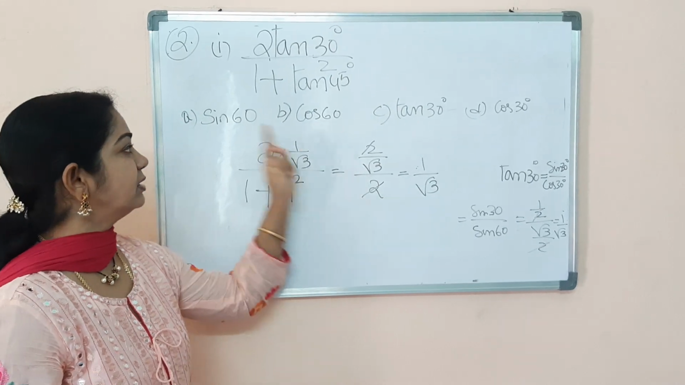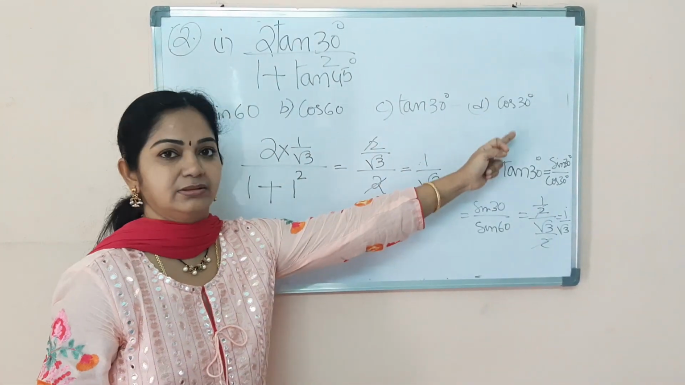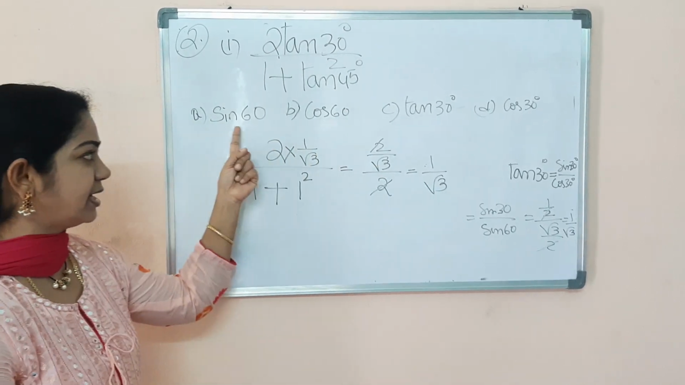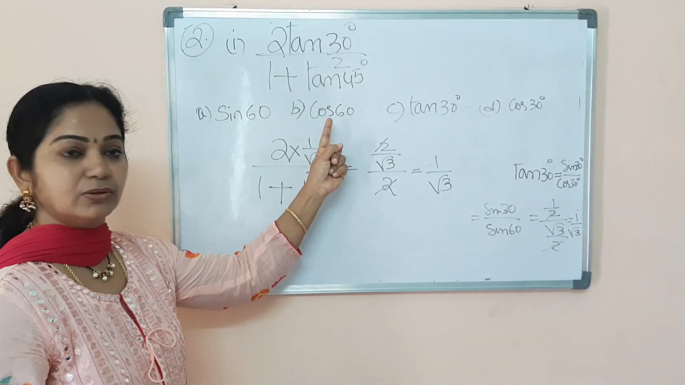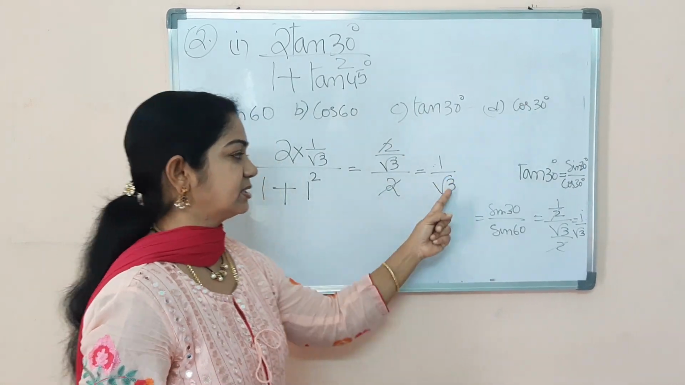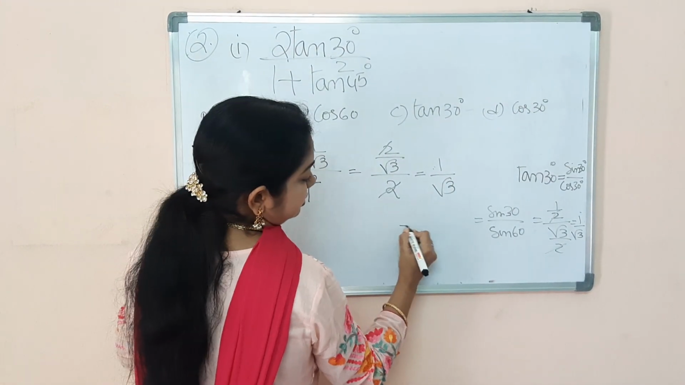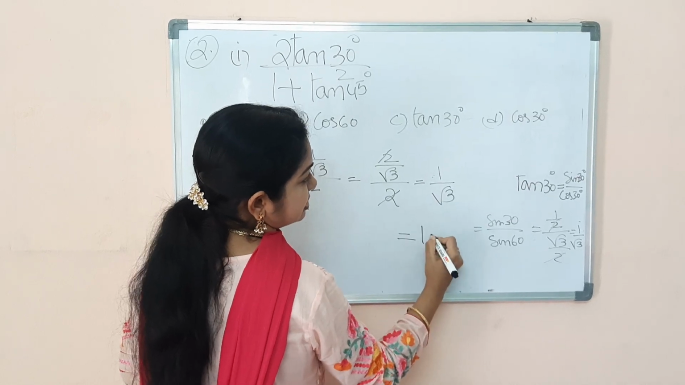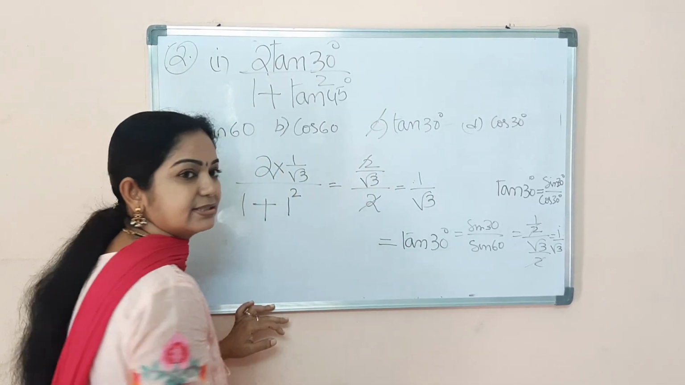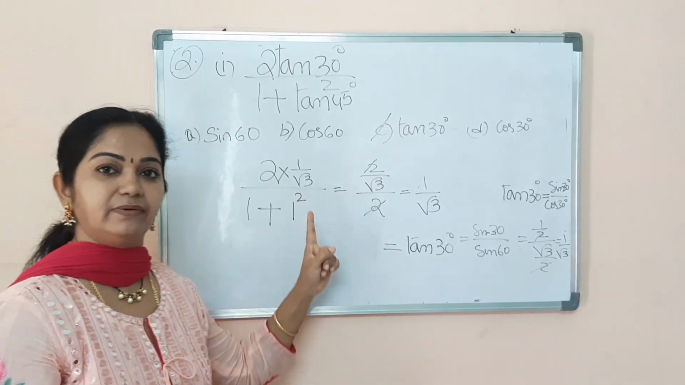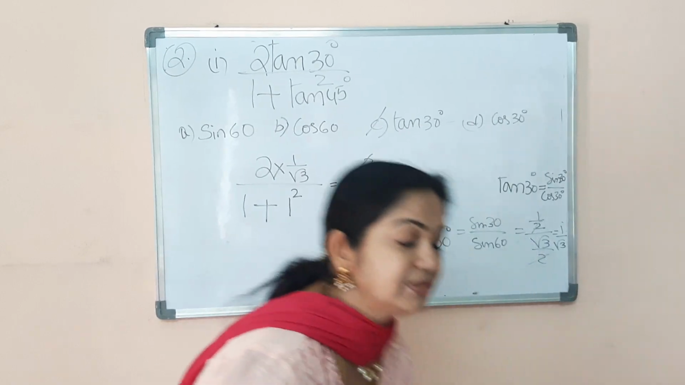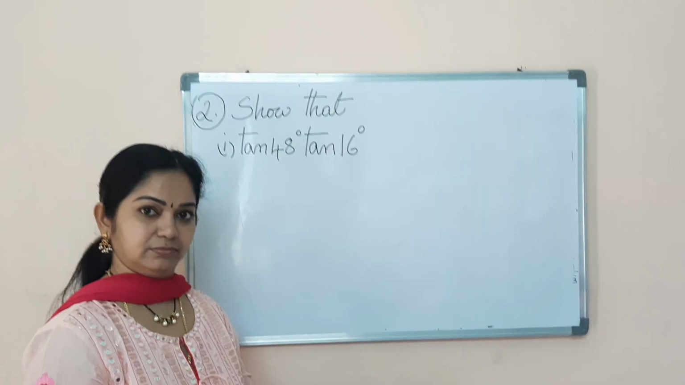Again, you have the options here. You know sin 60 is root 3 by 2. This is not matching with the answer. Cos 60 is 1 by 2. Tan 30 is 1 by root 3. And cos 30 is root 3 by 2. So this is tan 30 degrees. So option C is the answer. Like this, they will be giving objective type questions for you in trigonometric values.